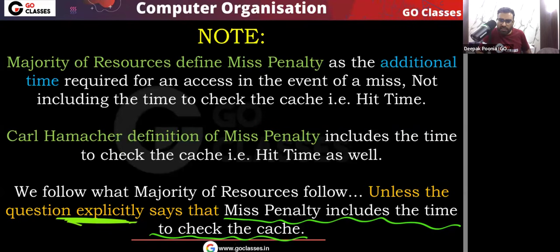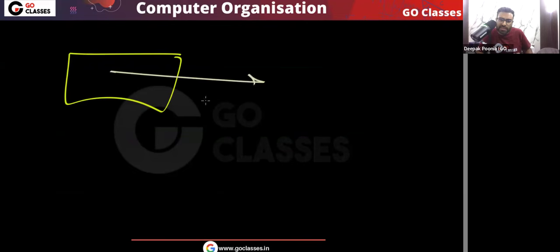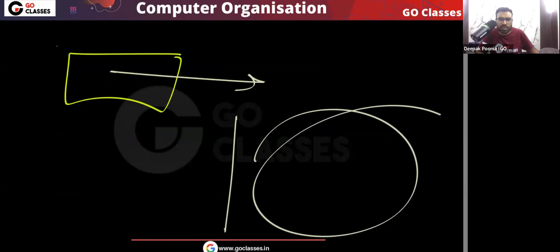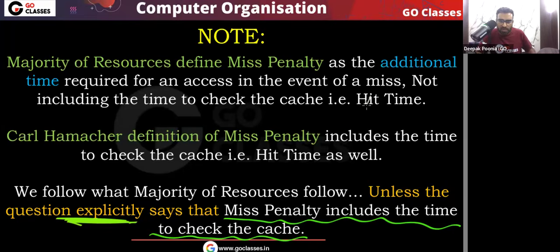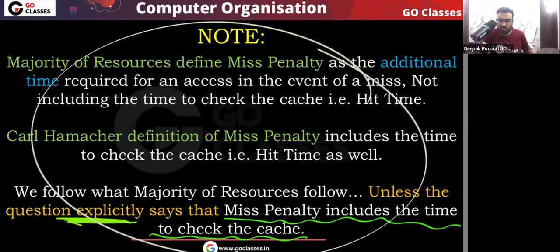Okay, but if they just use the miss penalty word and they do not define it, they do not give you extra information about the miss penalty, then by default we are going to assume that this is the additional time taken after the miss detection, the additional time to access. That is your miss penalty. Okay, so I hope this confusion is clear now.